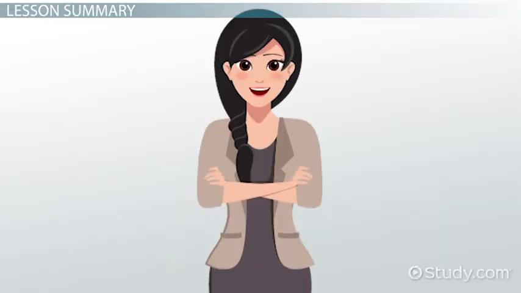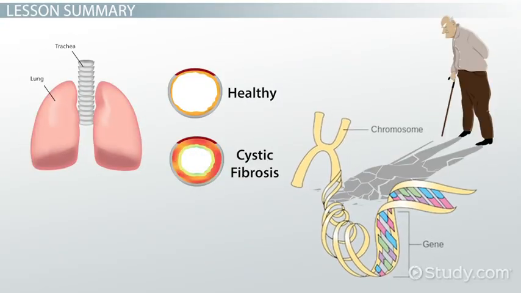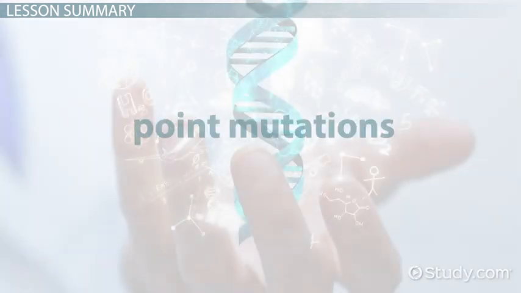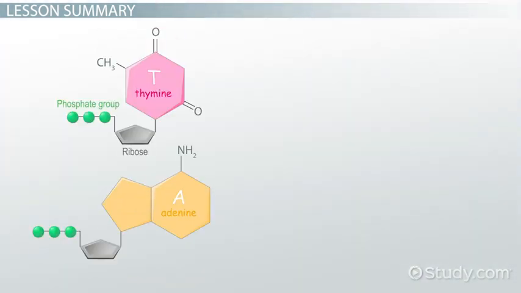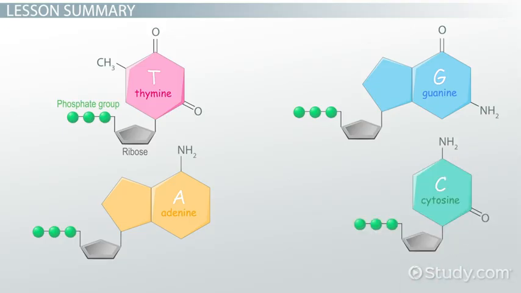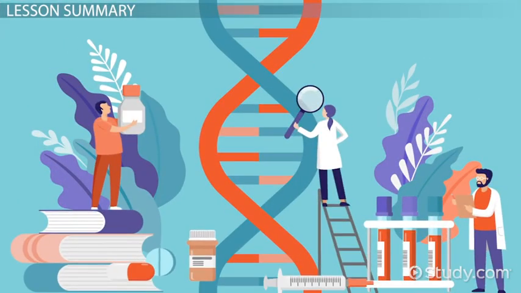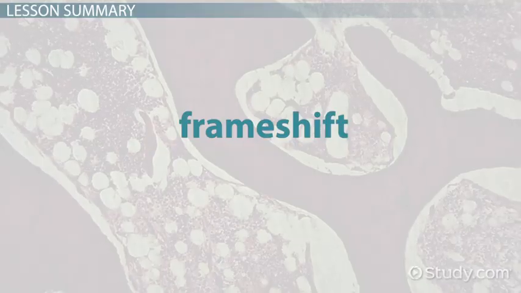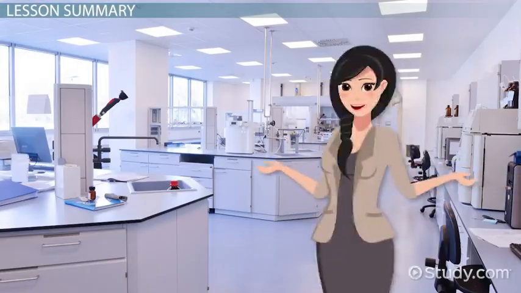All right, let's take a moment to review what we've learned. Who knew small changes in your DNA could cause so many problems? But as we've seen, point mutations, or changes in the bases of your DNA, often do cause problems. Remember, your DNA is made up of 4 bases: adenine, thymine, guanine, and cytosine. Changes in the order and number of these bases can result in different point mutations, including frameshift, silent, nonsense, and missense. In a frameshift mutation, one or more bases gets deleted or inserted. This alters the protein that's produced.